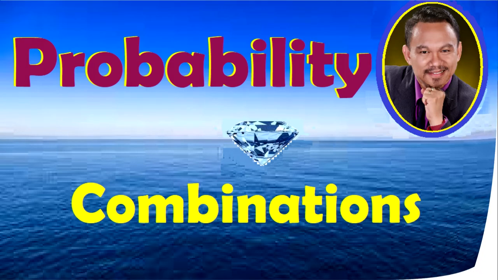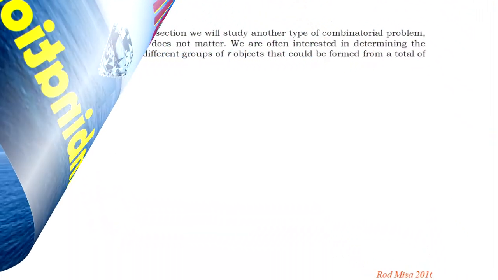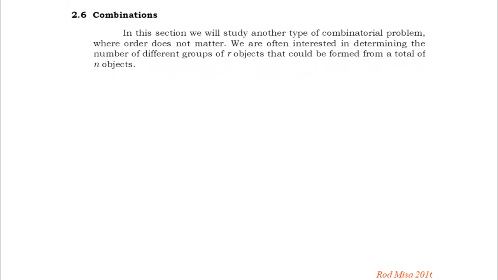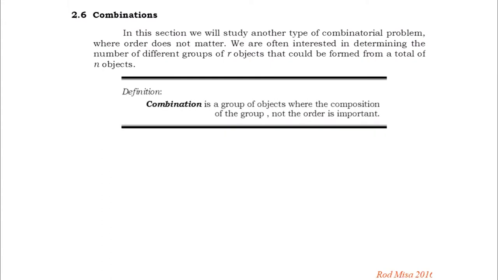In this video, I will be discussing combinations. Another type of combinatorial problem is looking into the composition of a group, and not the order, that matters. We are often interested in determining the number of different groups of R objects that could be formed from a total of N objects. So by definition, a combination is a group of objects where the composition of the group, and not the order, is important.